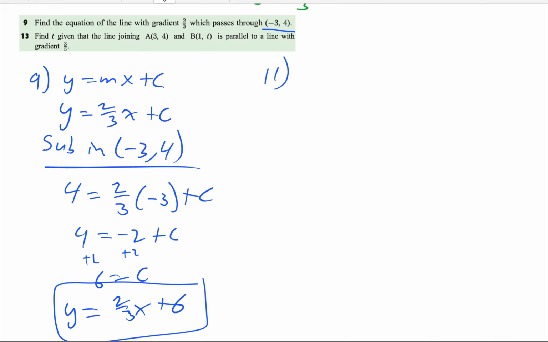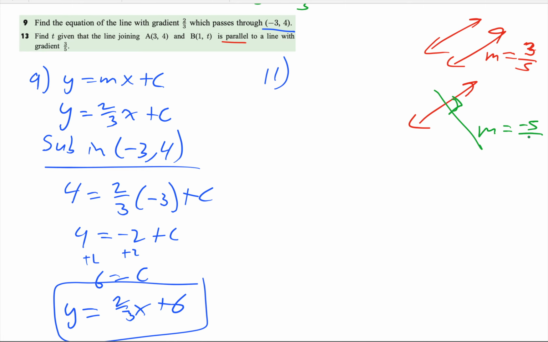Now, next, we're talking about parallel lines. Given that, find t, given that the line joining this point and this point, and there's a t, is parallel to the line with gradient 3/5. So if lines are parallel, the slope is going to be 3/5. They're both the same. Now if your slopes are perpendicular, you're going to see some of this in your homework, then it's a negative reciprocal. Negative reciprocal means flip the fraction and it becomes the opposite sign. Positive becomes negative, or negative becomes positive.